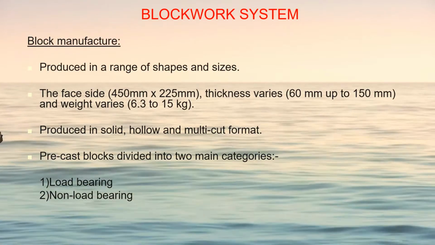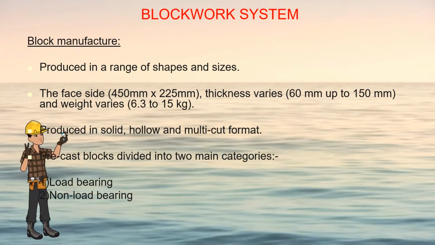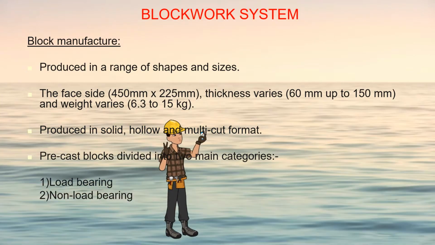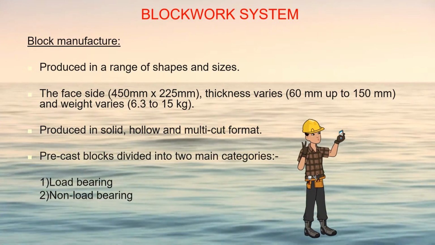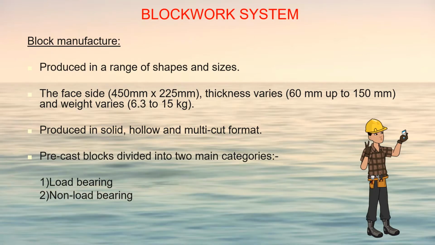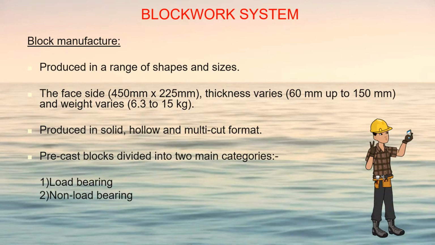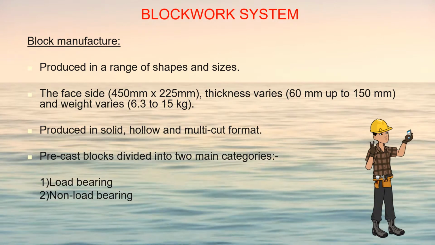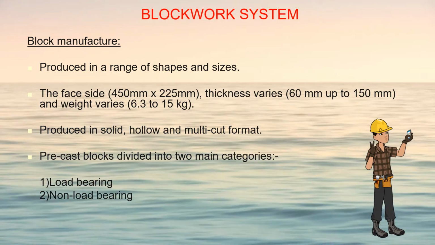Blocks are produced in a range of shapes and sizes. The face side is usually 450 mm by 225 mm. The thickness varies from 60 mm up to 150 mm, and the weight varies from 6.3 to 15 kg. They are produced in solid, hollow, and multi-cut format. Multi-cut enables a bolster cut to be made without wastage.